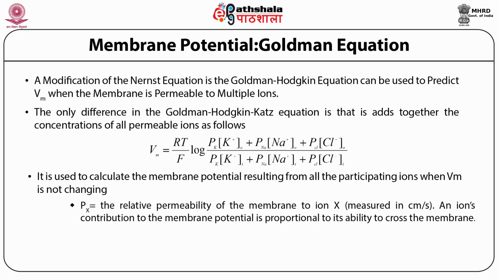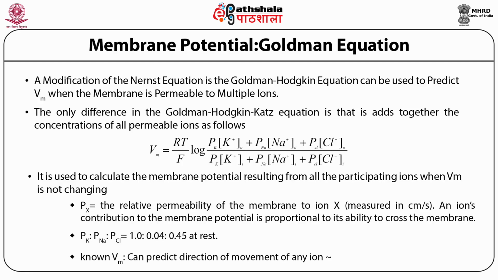Px is the relative permeability of the membrane to X ion, measured in centimeters per second. An ion's contribution to membrane potential is proportional to its ability to cross the membrane. The permeability ratio of potassium to sodium to chloride is 1:0.4:0.45 at rest. If Vm is known, the direction of movement of any ion can be predicted.